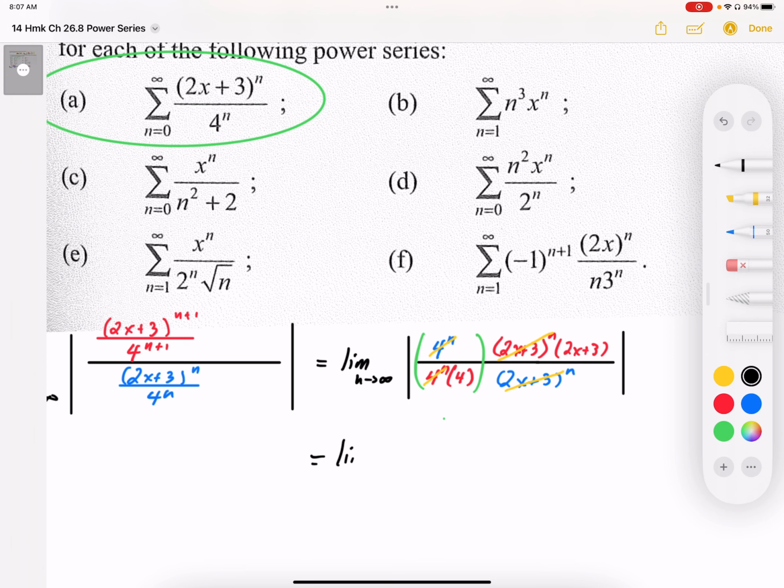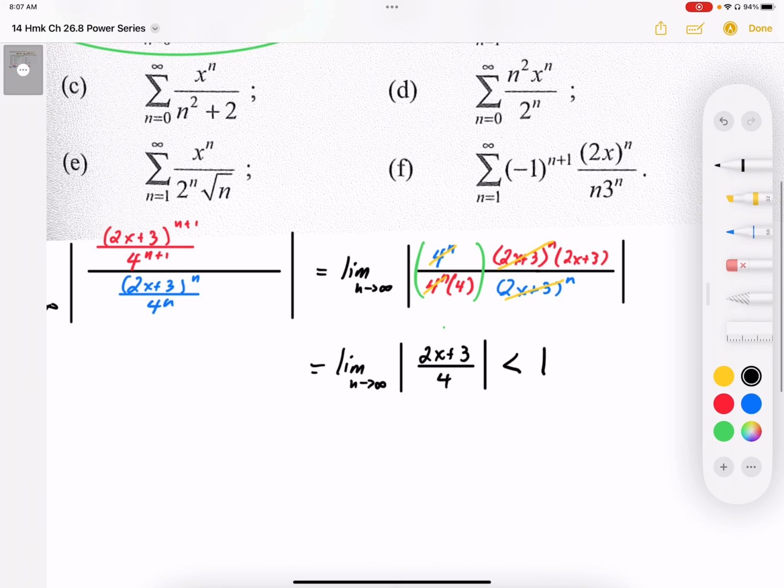The limit now looks like this. The limit as n approaches infinity, we have our (2x + 3) over 4, and that has to be less than 1. Okay, so once we have this, we can establish our radius and interval.